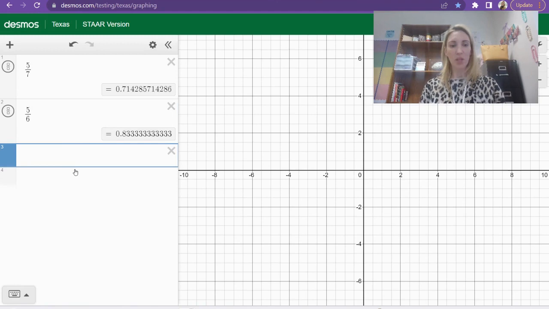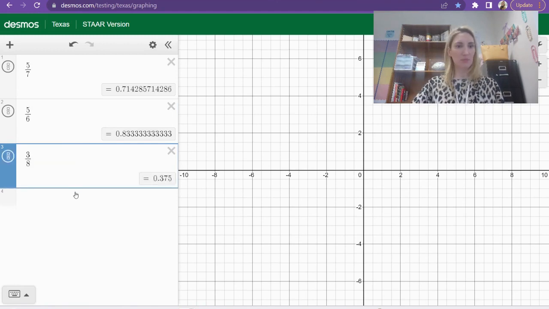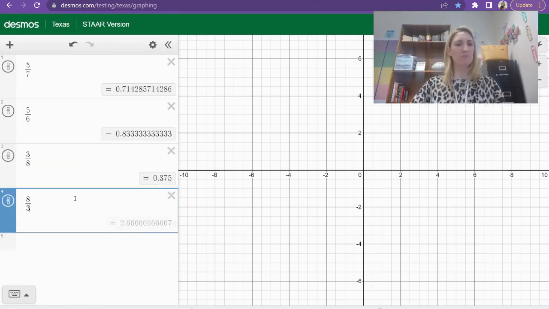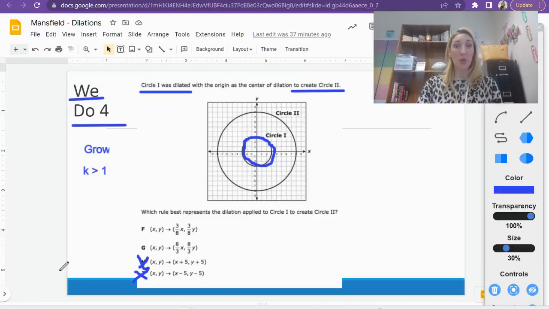Desmos. 3 over 8. And what was the other one? 8 over 3? Which one of those is bigger than 1? 8 over 3. Because 0.375, that's less than 1. 0 point something, less than 1. And 2.666, 2 point something, 2 is more than 1, right? So 8 over 3, that is our scale factor. That is the correct scale factor for this problem. This is the one that's growing, right?